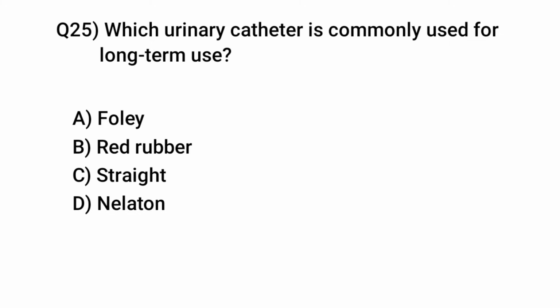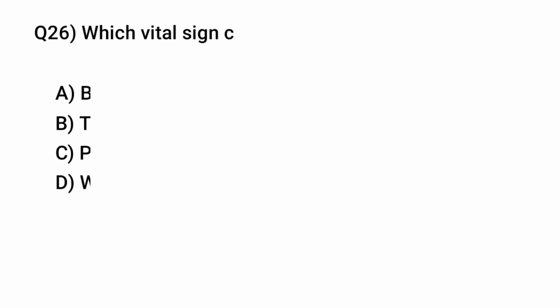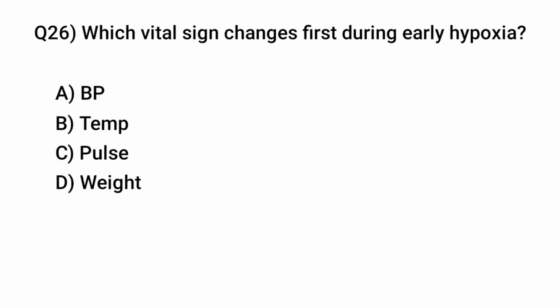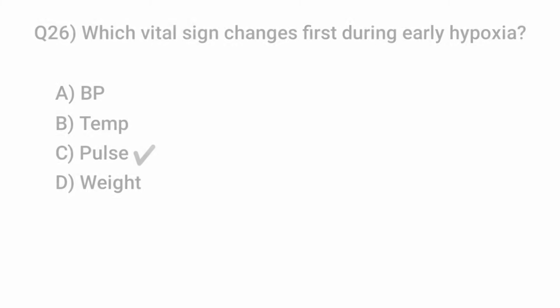Question number 25. Which urinary catheter is commonly used for long-term use? Correct option is A. Foley catheter. Question number 26. Which vital sign changes during early hypoxia? Correct option is C. Pulse.